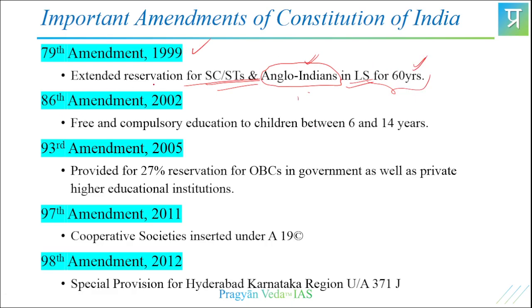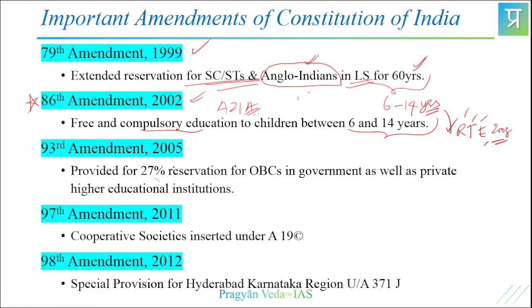And the 86th Amendment, which came in 2002, very important. It gave education for children between the age of 6 to 14 years. Eventually, it led to the RTE Act, which came in 2009, right to education. So this was brought in by the 86th Constitutional Amendment Act. We have Article 21A also in line with this.